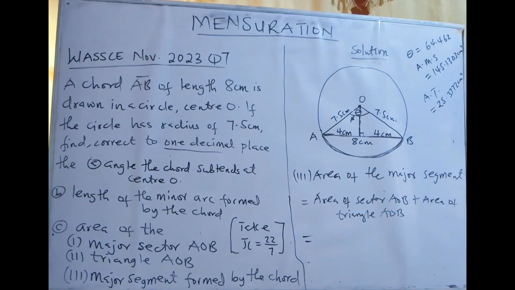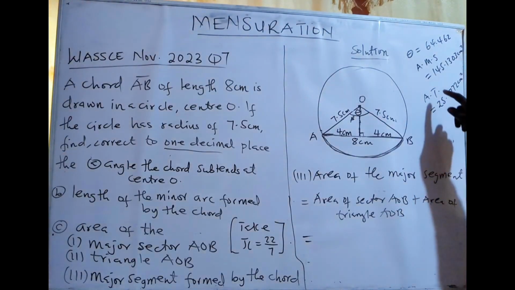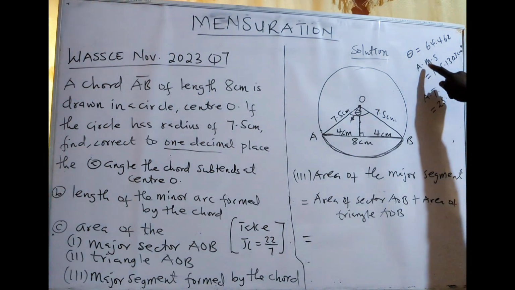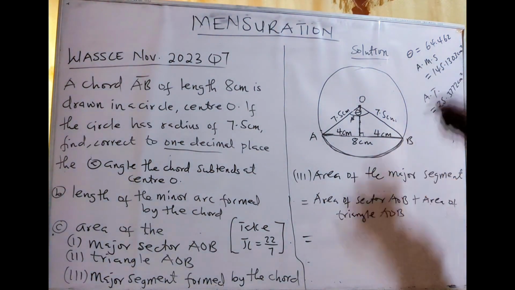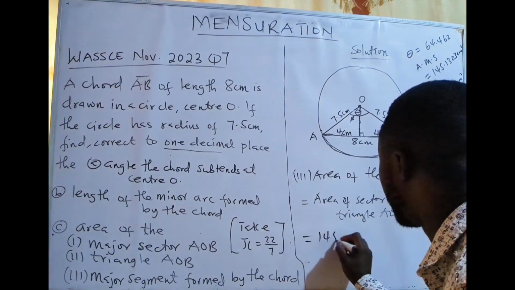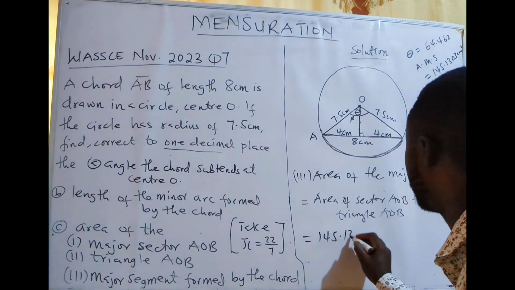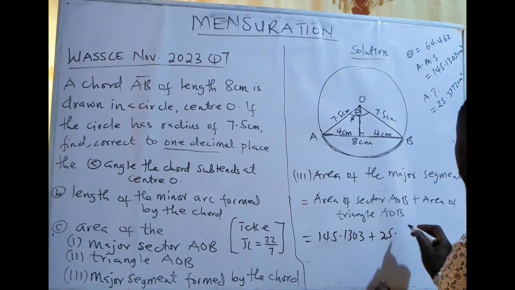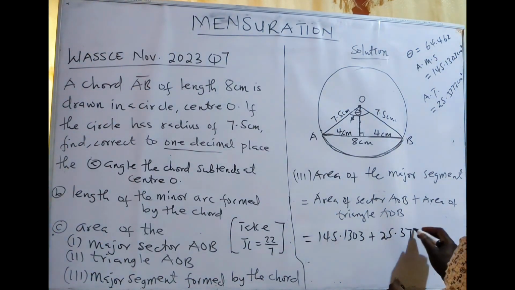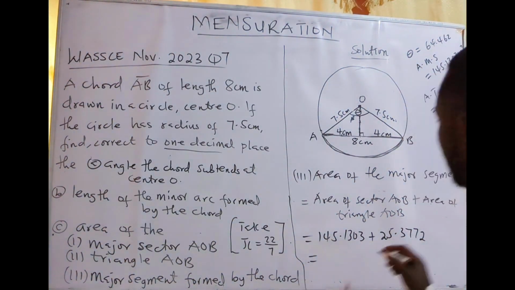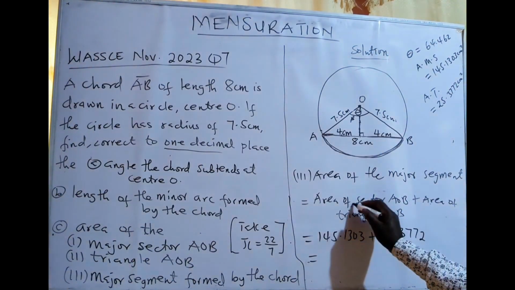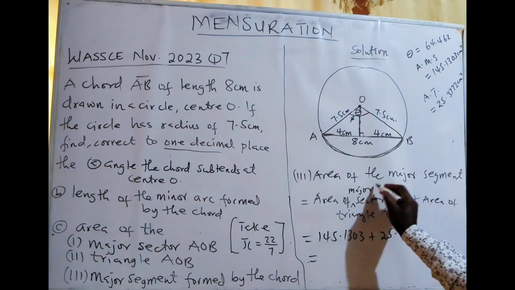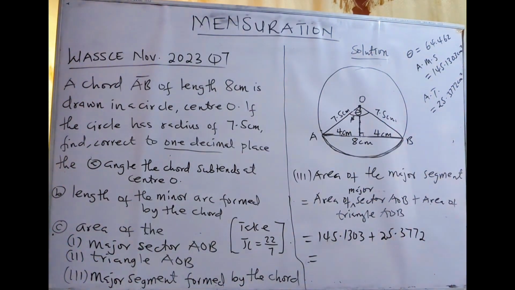All right. So what is the area of the sector AOB? The area of the major sector is 145.1303 plus the area of the triangle, 25.3772. Okay. So take notes. The area of the major sector plus the area of the triangle. So we are going to add the two. This is the major sector, this is the triangle.